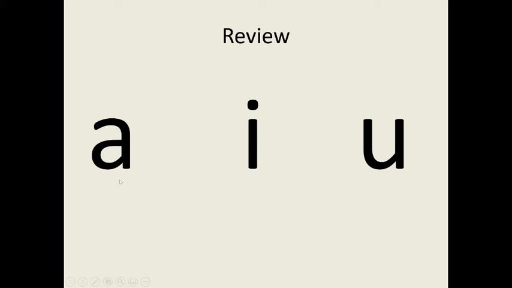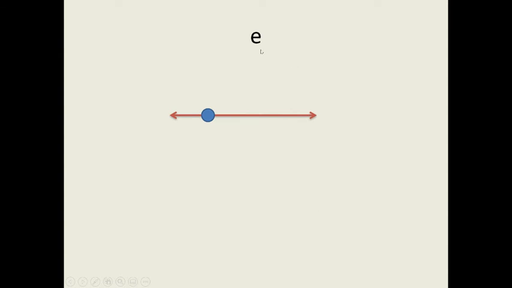Let's review. What does A say? Ah. What does I say? E. What does U say? Oo. The letter that's most different from English so far is E.